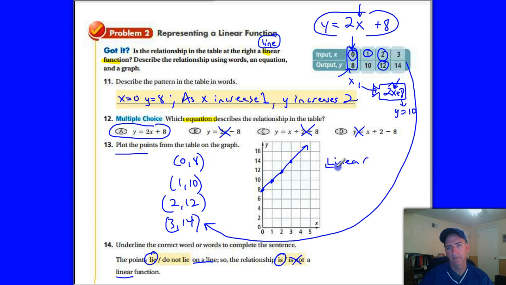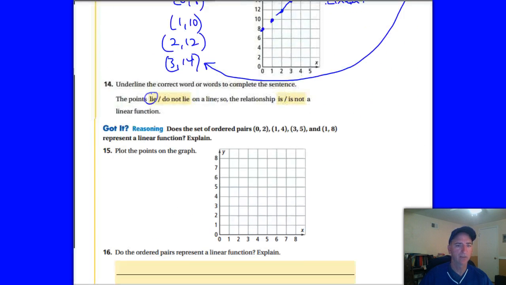Visually we can see that it makes a line, but it's pronounced linear. It's not pronounced "line-R." Please don't call it that.